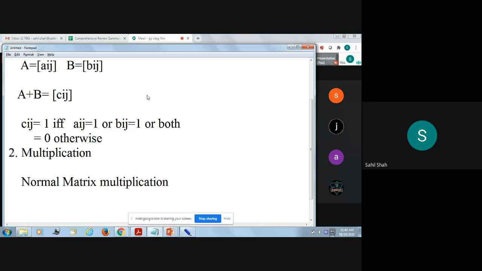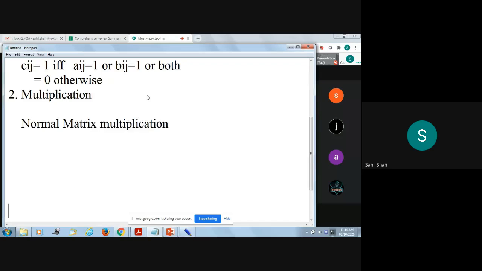Otherwise, you will say that, sir, you have told that we are going to perform normal matrix multiplication and we can have any number. No. If you are getting a number larger than 1, you have to keep it only 1. Okay. Let me take out your understanding about this with a couple of examples.